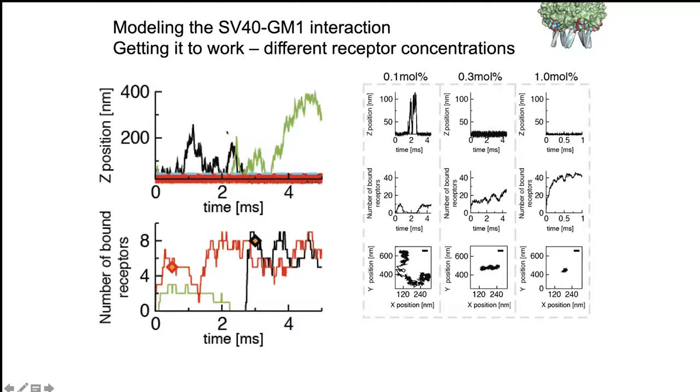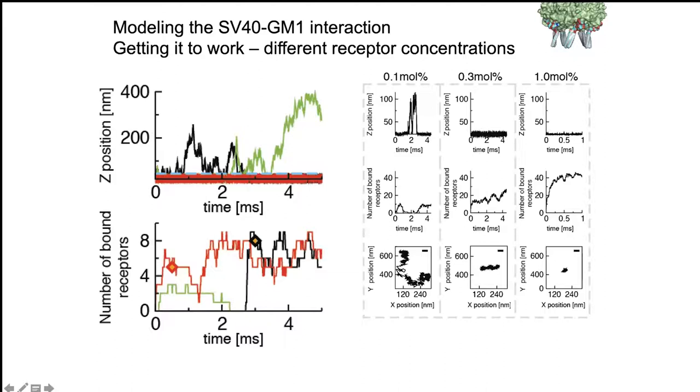So we could then watch, at different concentrations of GM1 in the membrane bilayer, how the viruses would interact. And you can see three different concentrations for which the virus interacts with the membrane. So at 0.1 mole percent, you can see that it binds, it comes off again, and then it binds again. And it has a number of receptors up to like 10, and then it goes down again, and then it collects more receptors, and it moves about a little bit.